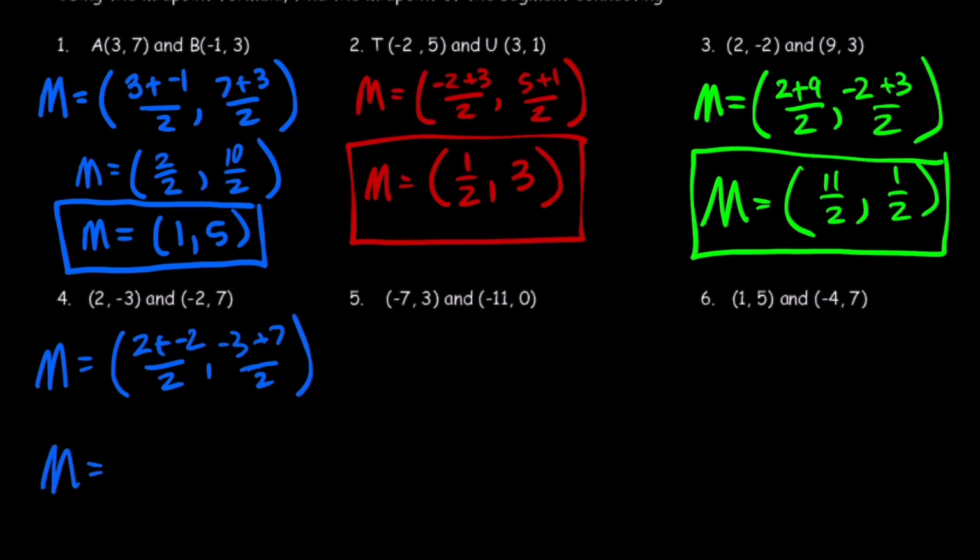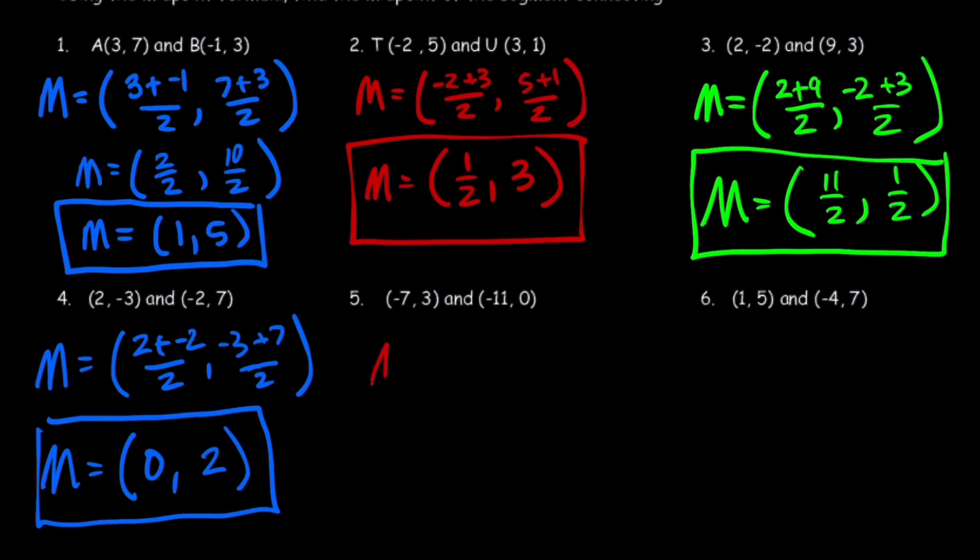Okay, well, this is interesting. This is the first time we're seeing this. 2 plus a negative 2 is a 0. 0 divided by 2 is just 0. So x coordinate is 0. Negative 3 plus 7 is 4. 4 divided by 2 is 2. My midpoint there is 0, 2.